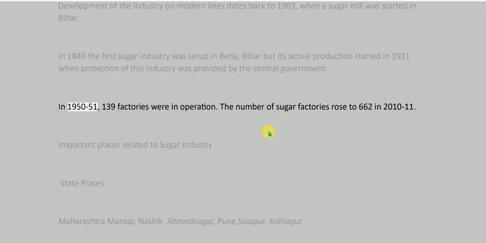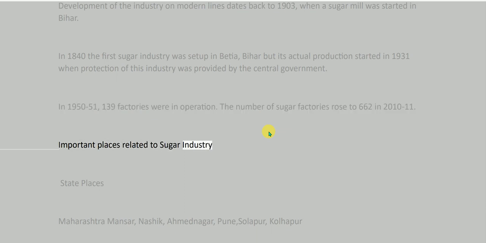In 1950-51, 139 factories were in operation. The number of sugar factories rose to 662 in 2010-11. Important places related to the sugar industry, state and places. Maharashtra: Manmad, Nashik, Ahmednagar, Pune, Solapur, Kolhapur. Uttar Pradesh: Deoria, Bhatni, Padrauna, Gorakhpur, Gauri Bazar.